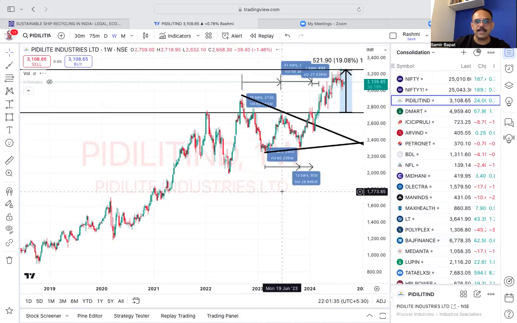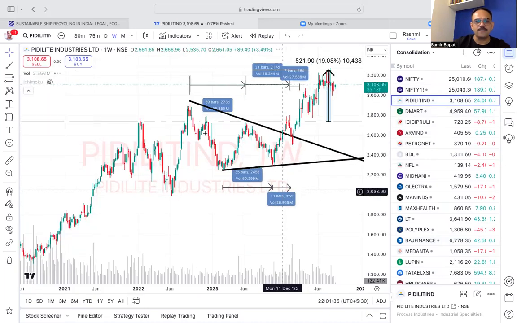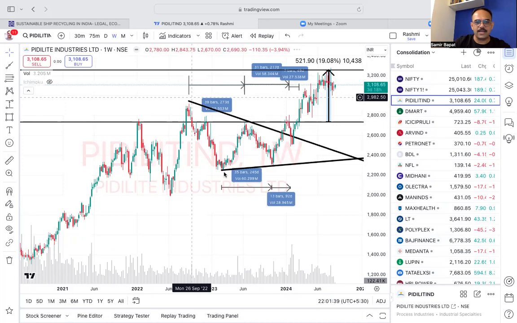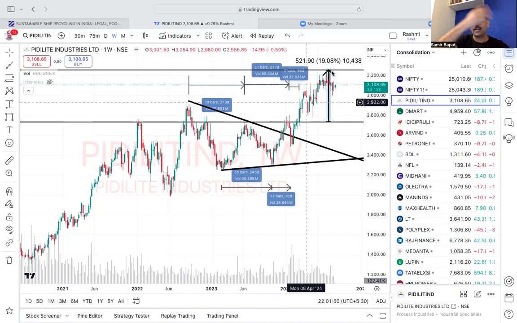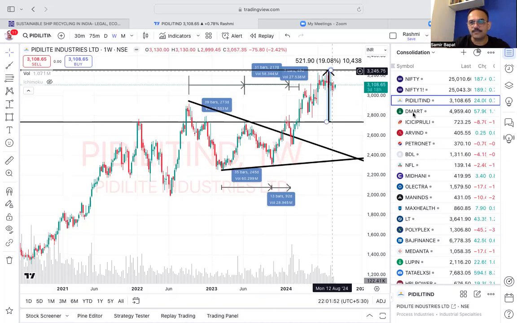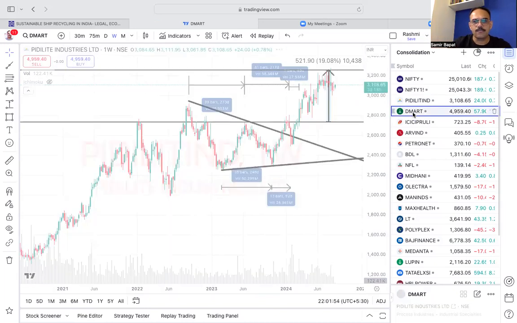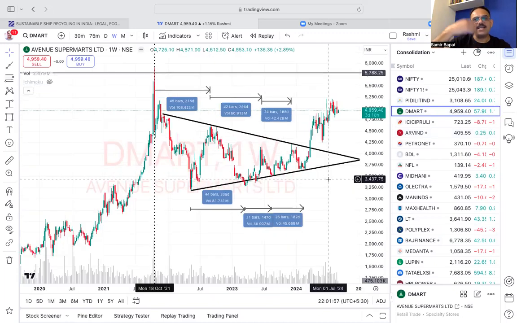See, again, Pidilite Industries, this is a weekly chart. Price went up, went down, went up, went down, breakout, and whatever the width is from here to here is the target from here to here. So it reached the target, we exit at the target. How to find them is a different thing. It's tedious work, but this is how it works.